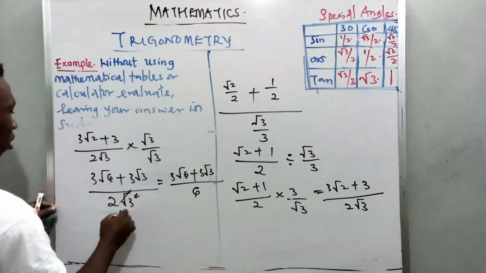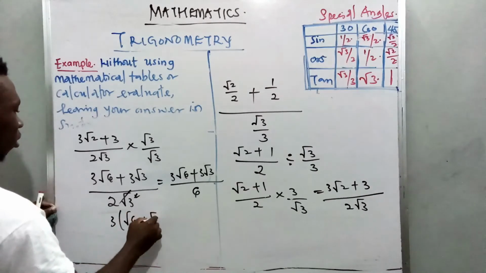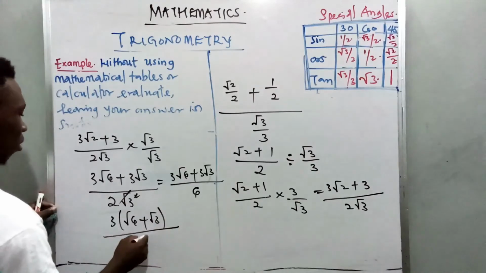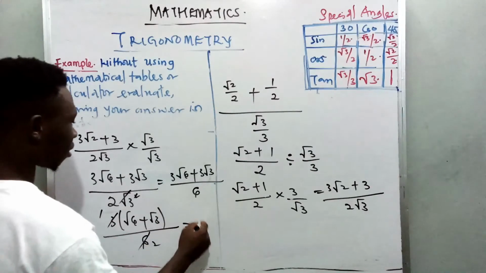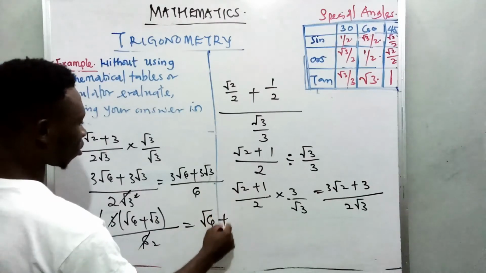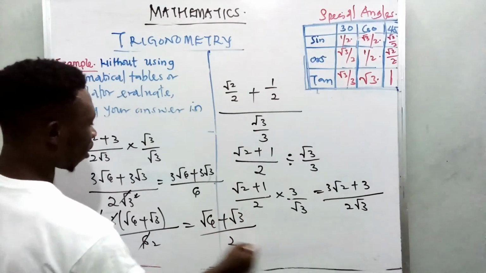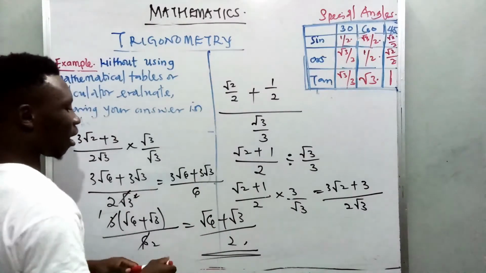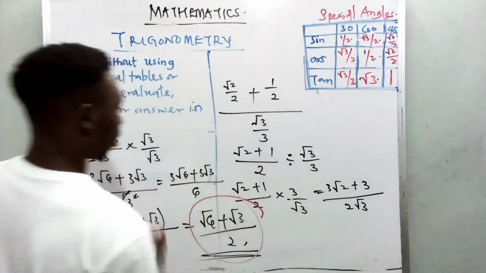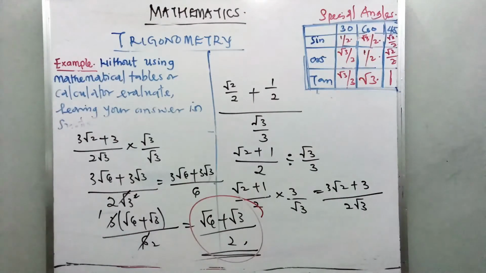So I can now factorize my 3. That's 3 open bracket root 6 plus root 3 all over 6. 3 here 1, 3 here 2. Your final answer is now root 6 plus root 3 over 2. So this becomes your final answer. I believe you are following.